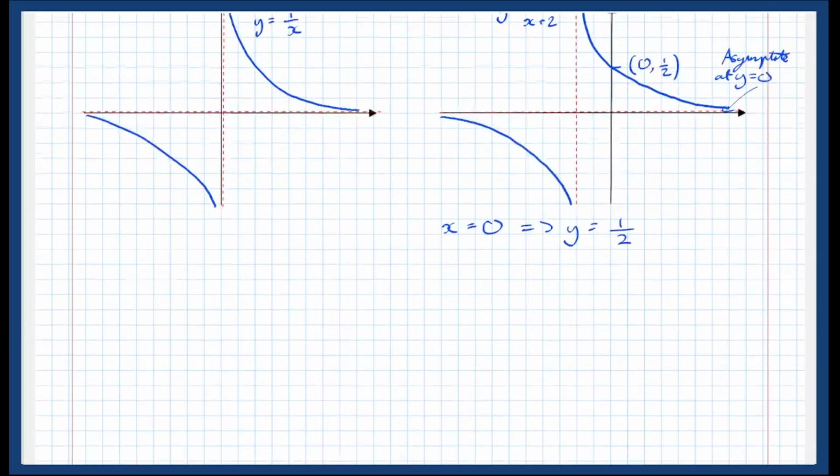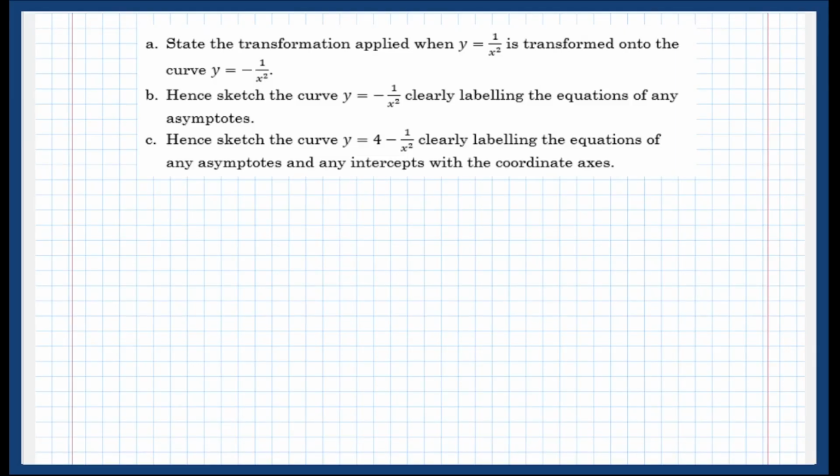Let's try another example. That's quite similar, but it involves you knowing the shapes of your curves. And here it is here. It says state the transformation applied when y equals 1 over x squared is transformed onto the curve y equals -1 over x squared. So you might want to pause and have a go.